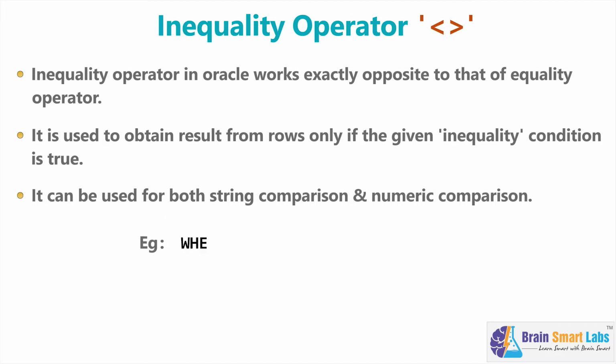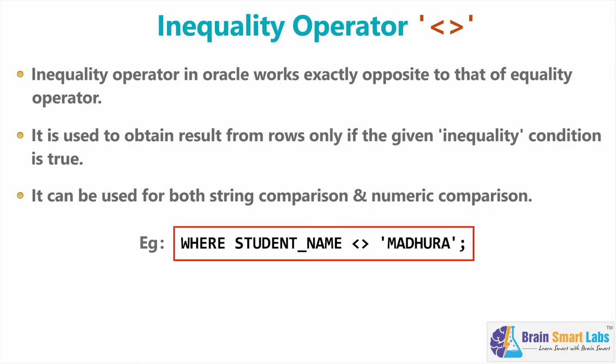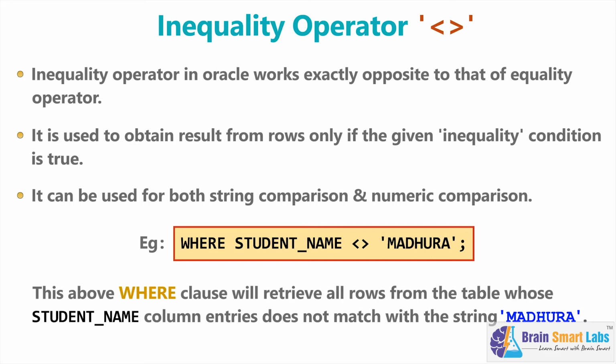For example, where student name not equal to Madhura. The above where clause when executed will retrieve all rows from the table whose student name column entries do not match with the string Madhura. Hope the clause and its definition is self-explanatory.